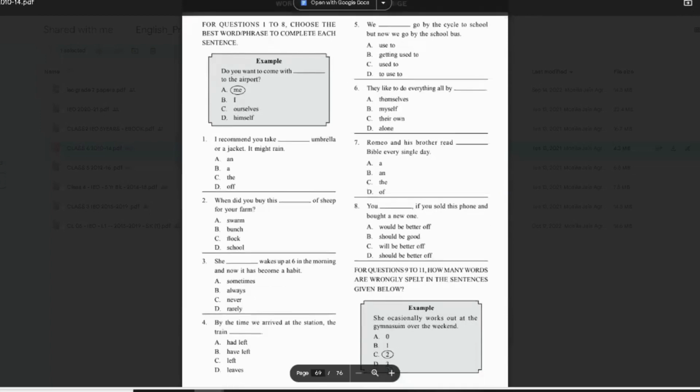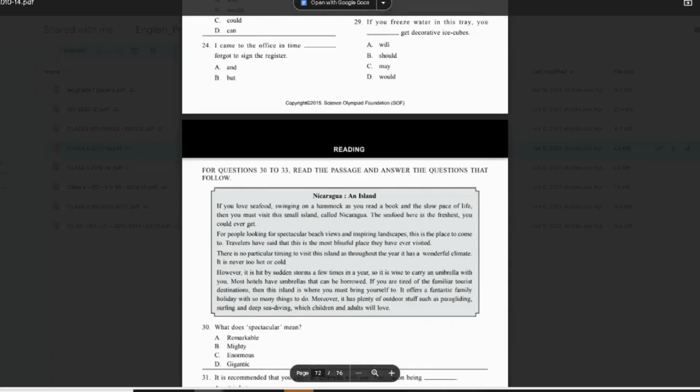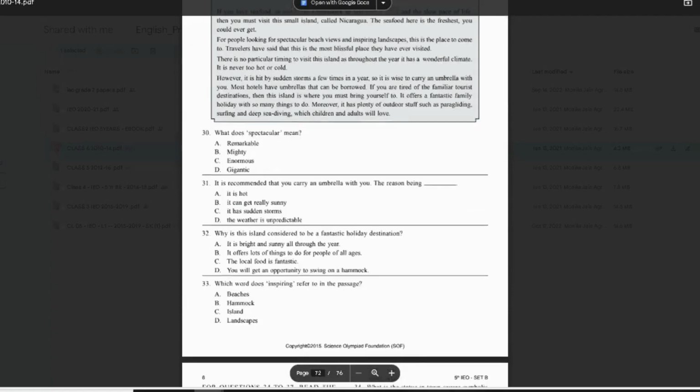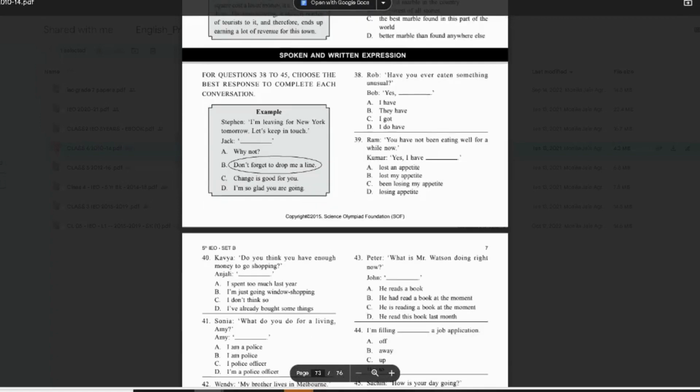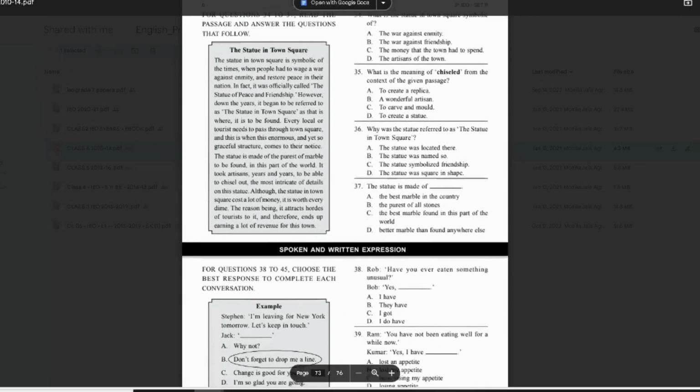Then the next section is about reading a passage. You'll be given a passage, and you have to read it carefully and answer the questions correctly. This is the second section. Sometimes you'll get one passage or sometimes two passages, and accordingly you have to answer the questions that are asked.